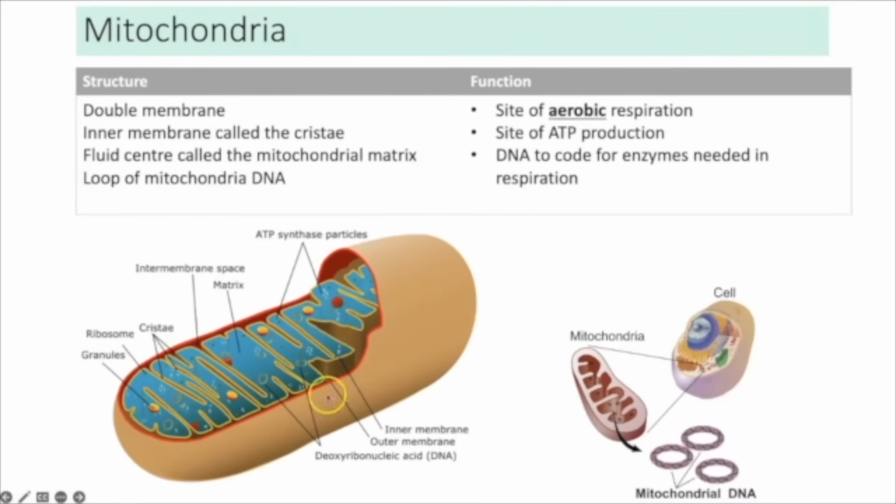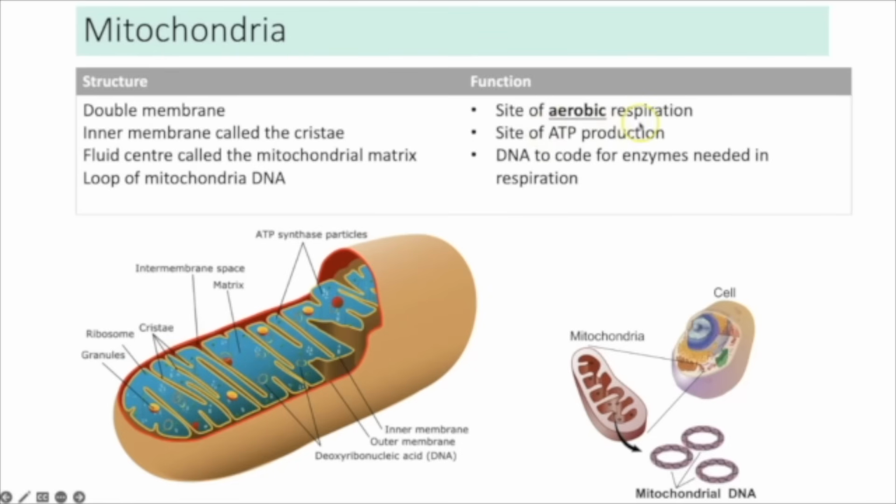Mitochondria are double membrane bound organelles. So we have an outer membrane, and the inner membrane is shown here in yellow. It folds in to create the cristae. The fluid centre in the middle is called the mitochondrial matrix, which is the site of some of the stages of aerobic respiration. And they actually also contain their own ribosomes and loops of DNA so that they can create the enzymes necessary for respiration inside of the organelle itself.